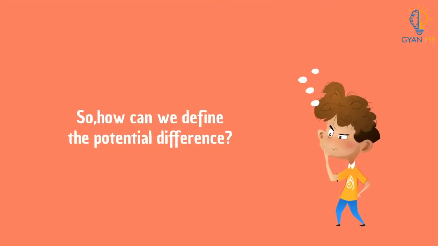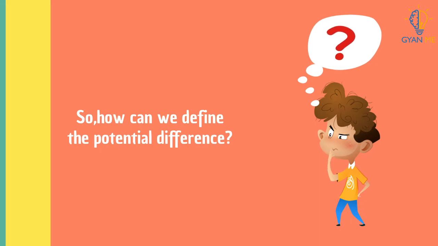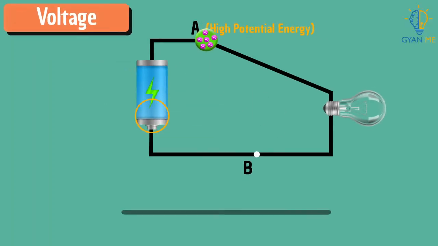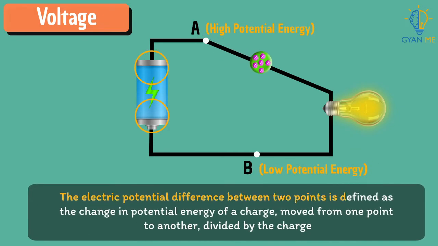So how can we define the potential difference? Yes, the electric potential difference between two points is defined as the change in potential energy of a charge moved from one point to another, divided by the charge.